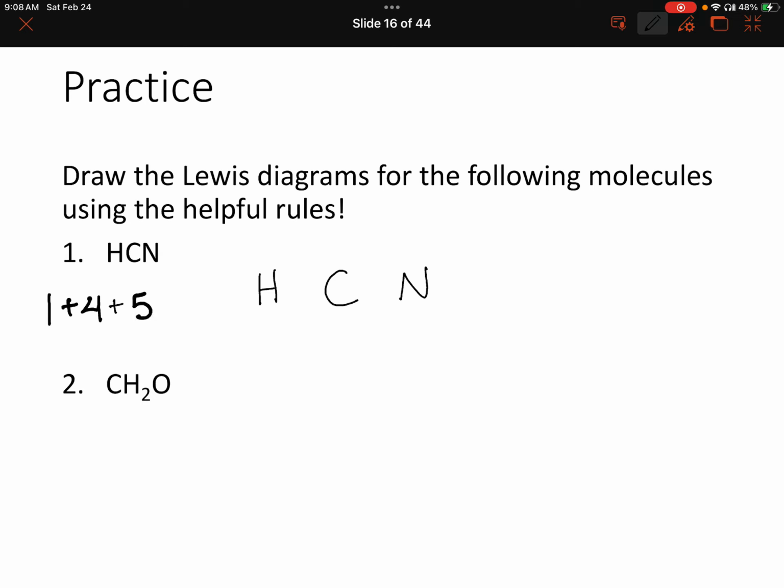5. So that gives us a total of 10 valence electrons. Okay, so I'm going to start by drawing covalent bonds between carbon and each atom. And that's going to use up 4 of my valence electrons. So now I have 6 valence electrons.